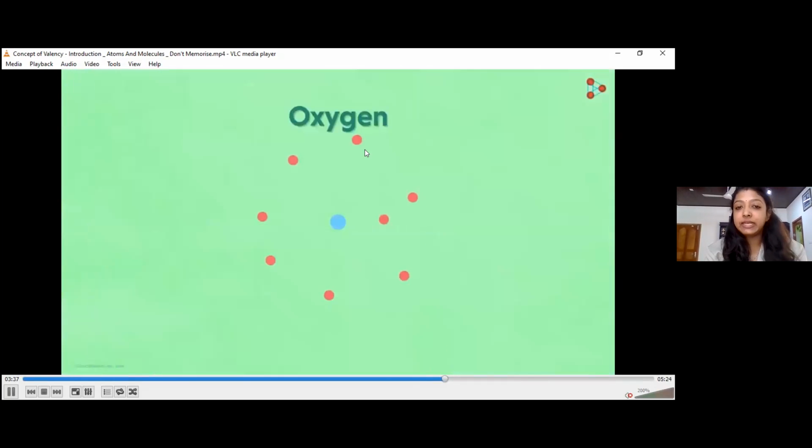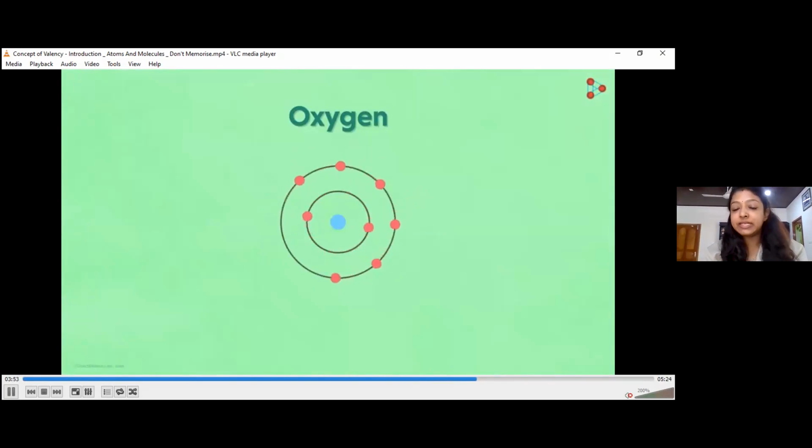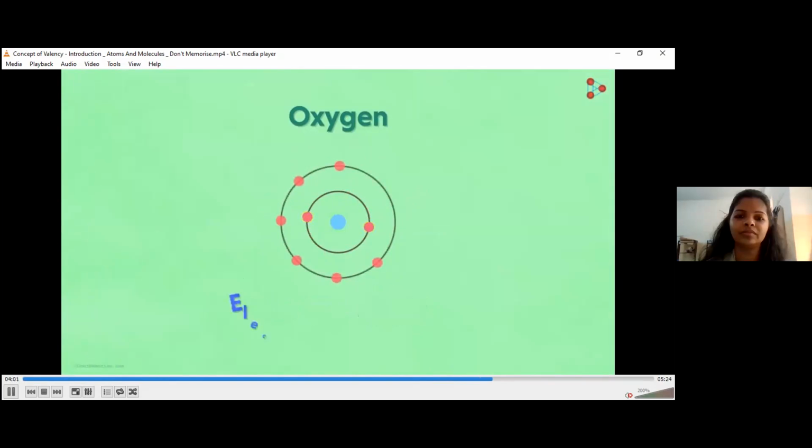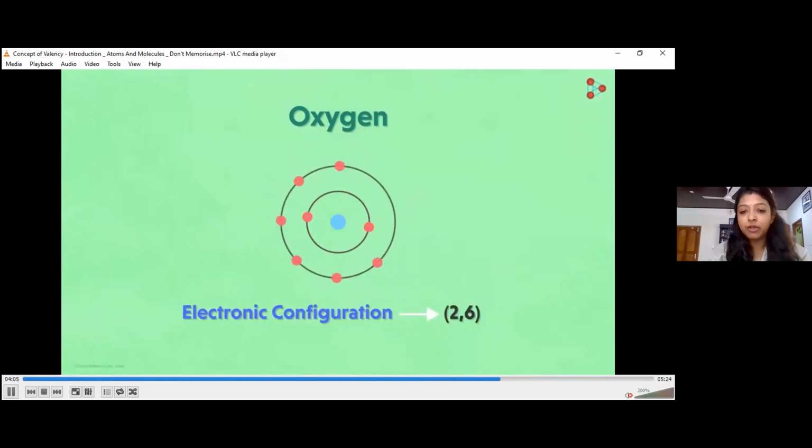Then oxygen. We'll take the case of oxygen. We know that oxygen has 8 electrons. But does that mean all the 8 electrons will be in the first shell itself? No. According to the rule, the first shell can have only 2 electrons. So the first 2 electrons will be filled in the first shell and the remaining 6 will be in the second shell. The first shell has a maximum of 2 electrons and it is already filled. Its electronic configuration can be given as 2, 6.